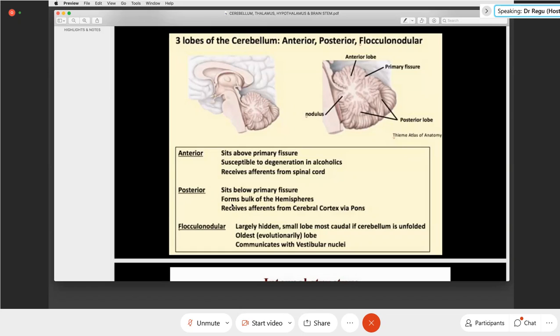This is just a brief one. We'll keep going. Posterior lobe of the cerebellum, right? It's below the primary fissure. This is the larger part of the cerebellum, and it receives afferents from the cerebral cortex.